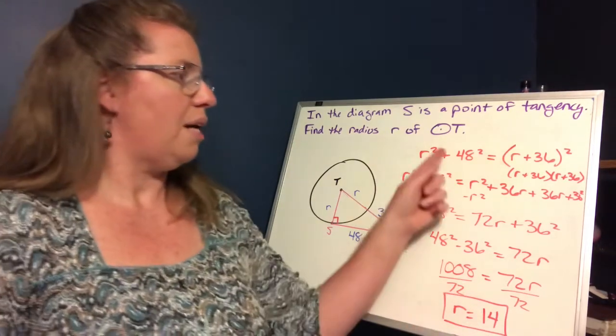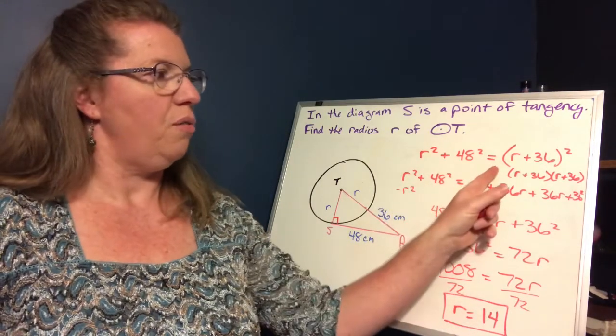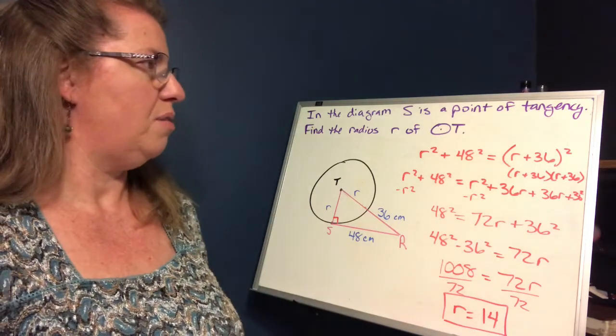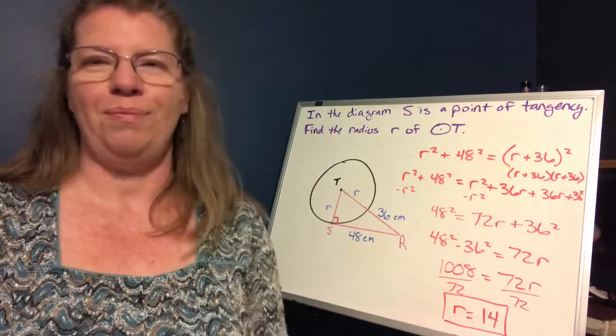Okay, so they're going to ask you a couple of these. Make sure you remember how to do the FOIL method to work out the square of the binomial.